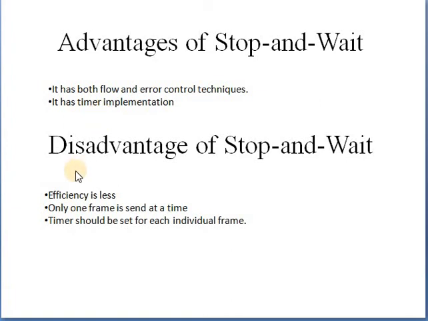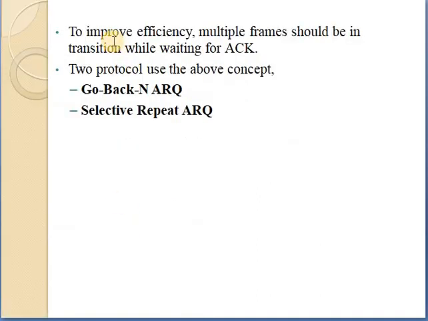Disadvantages of stop and wait: efficiency is less and only one frame can be sent at a time, and a timer should be set for each and every individual frame. This is the main disadvantage of stop and wait ARQ or stop and wait protocol. To improve the efficiency, multiple frames should be in transition while waiting for an acknowledgement. For this technique, we use go back N ARQ and selective repeat ARQ.